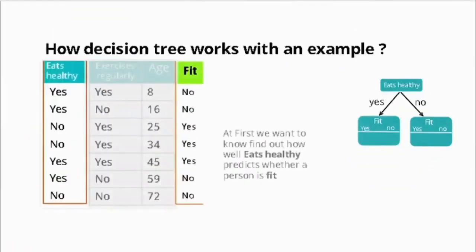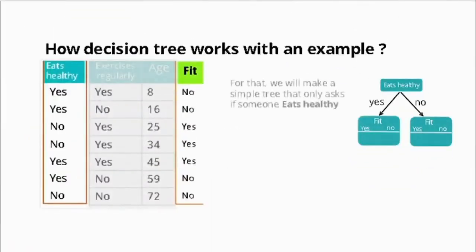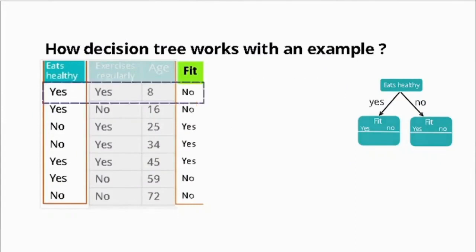At first, we want to find out how well eats healthy predicts whether a person is fit. For that, we will make a simple decision tree that only asks if someone eats healthy. For instance, in the first example, the person eats healthy but is not fit.